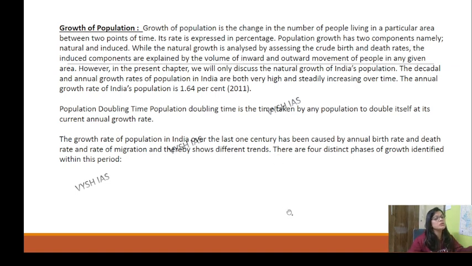When we talk about population growth, it has two components: one is natural and one is induced. When we talk about natural growth, we are talking about crude birth and death rates. The induced one is the volume of inward and outward movement of people in any given area. Inward and outward movement we relate with migration also. In the present chapter, we'll be discussing only the natural growth. Just stay with these NCERTs, they will clear your basics very much.